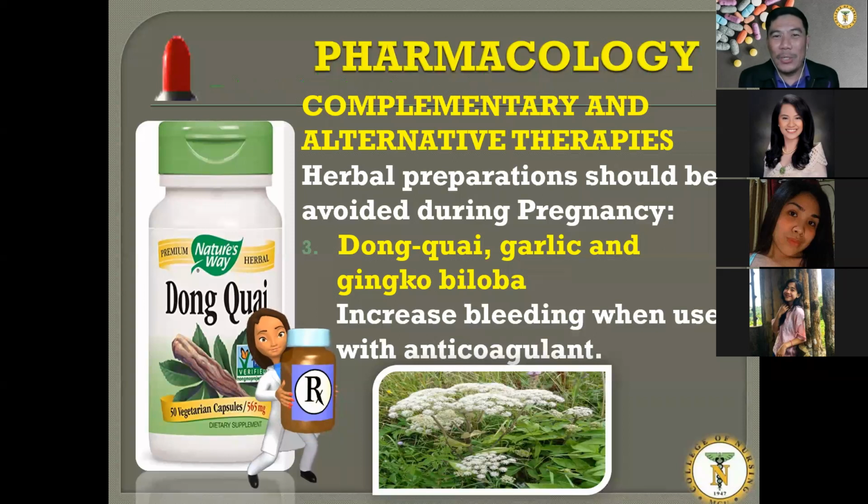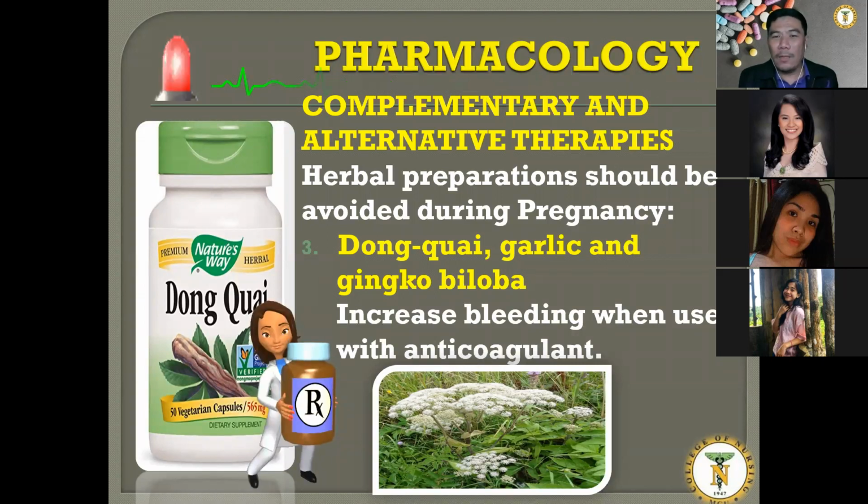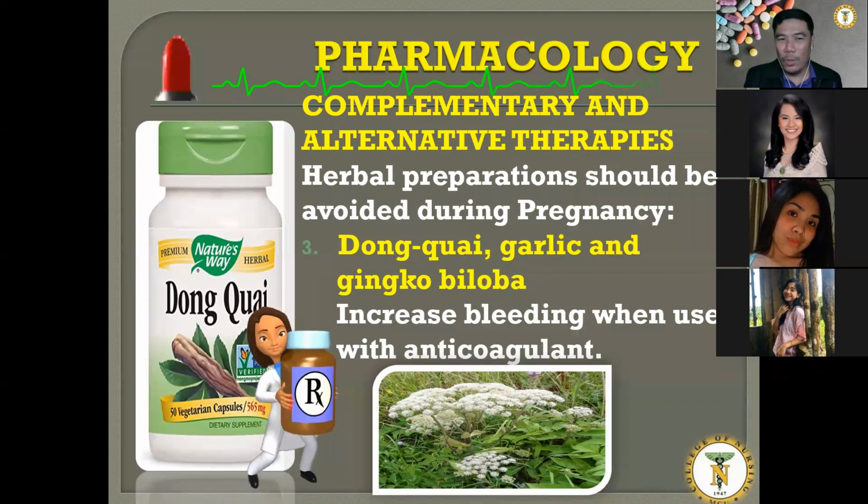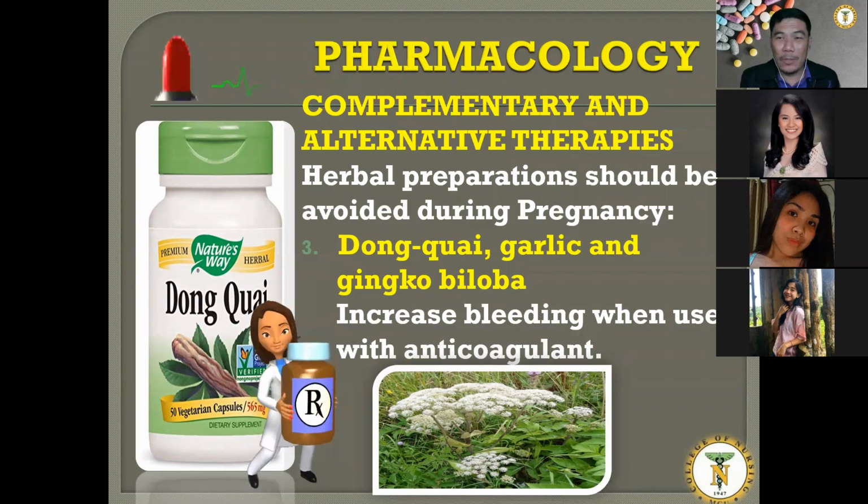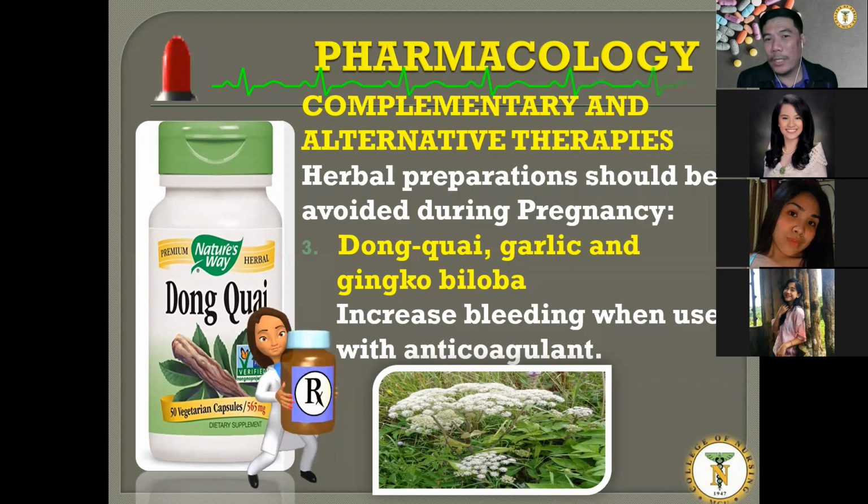Now, let us continue with the complementary and alternative therapies that should be avoided during pregnancy. I know these are common with you. Dong quai, garlic, ginkgo biloba. Ginkgo biloba, you're familiar with because it has been advertised. But it is a supplement. Garlic is always available in your kitchen.